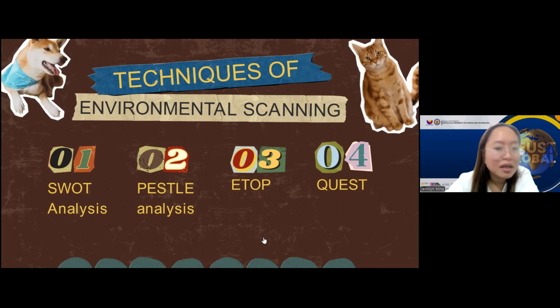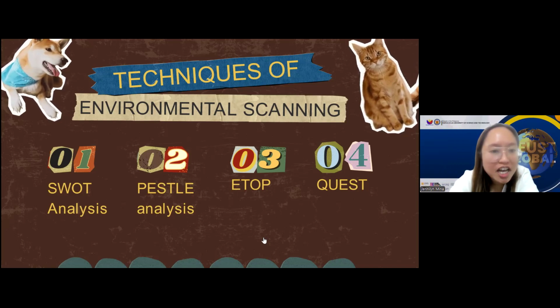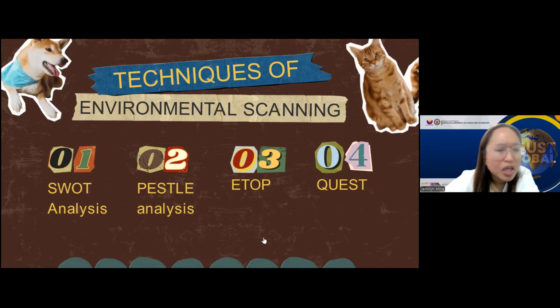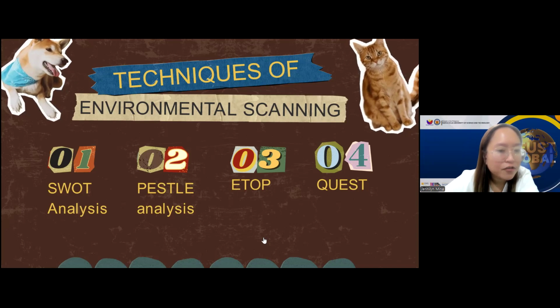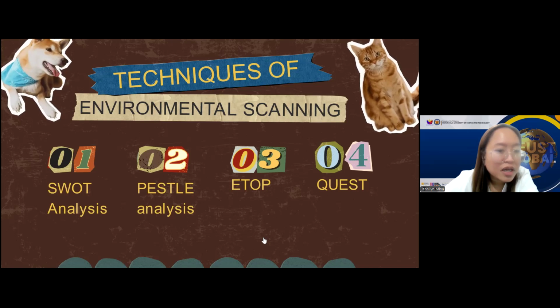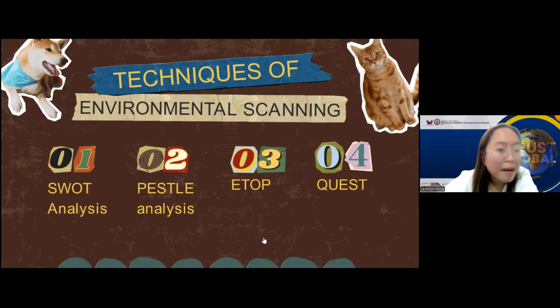Another is the PESTLE analysis. Political, economic, social, technological, legal, and environmental factors. Political, how might government policy on trade or taxation impact your business? A company like Nike may face potential tariffs on imported goods due to political tensions. Economic, how does the overall economic climate affect your customer spending habits? A clothing retailer like Gap might see a decrease in sales during a recession.